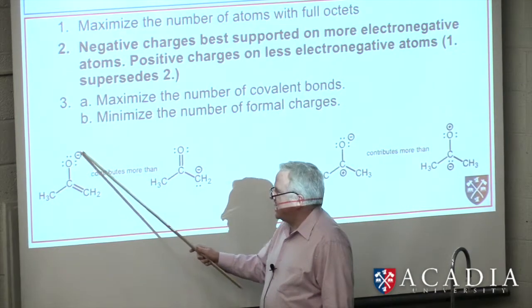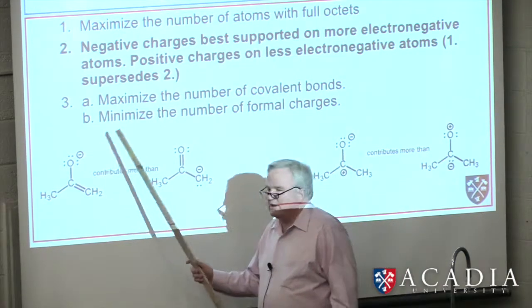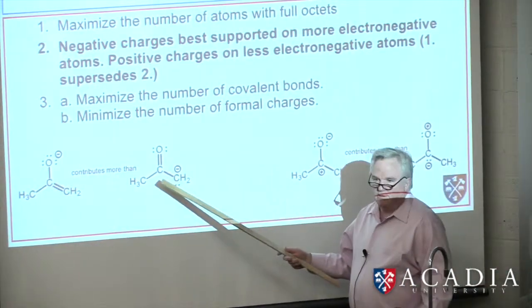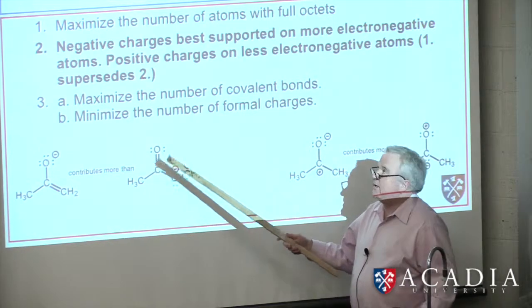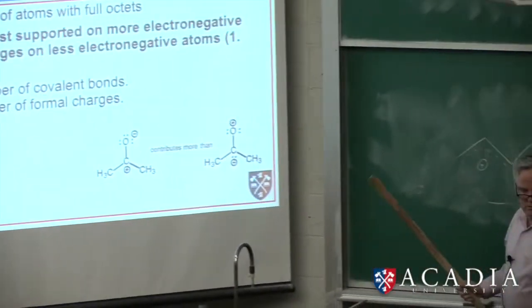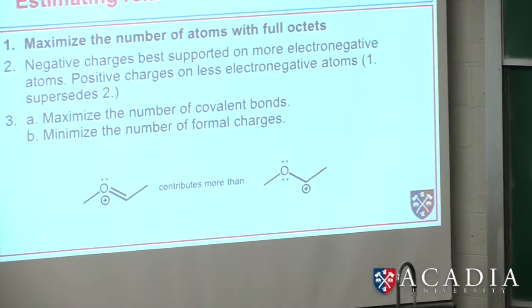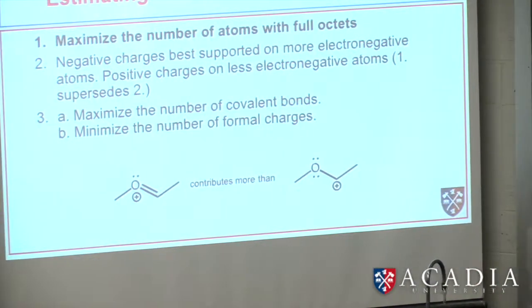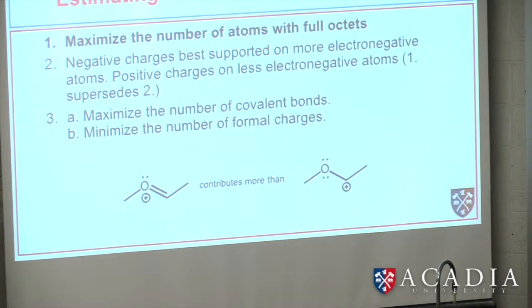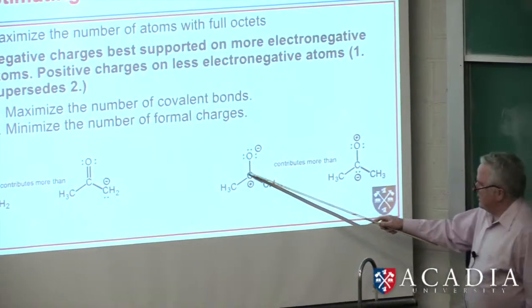So when we see a negative charge on the oxygen, oxygen is more electronegative than carbon, so the oxygen is better able to support that negative charge. We would say that this contributes more than this. Again, that's because all of them have an octet. Going back to the previous slide, we have a positive charge on the oxygen, and carbon is less electronegative. Carbon should be better able to support a positive charge, but in that structure it doesn't have a full octet of electrons.